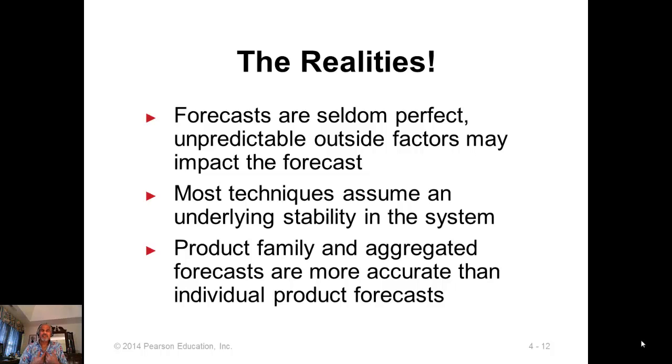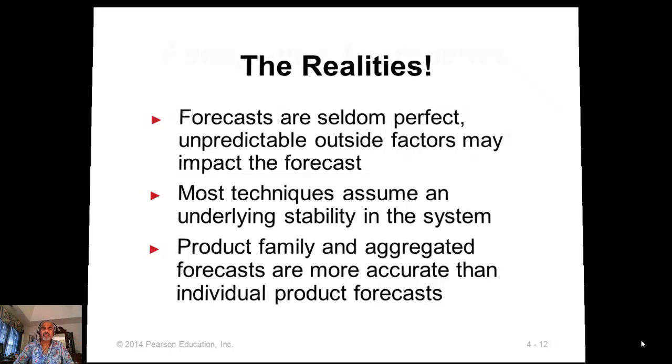And most techniques do assume that the underlying system is stable. Okay, if there are sudden ups and downs in the demand, then no technique can give you accurate forecasts. So for the demand forecasting techniques to work reasonably well, the underlying system that generates the demand must be reasonably stable. And of course, when you combine products into families, you'll be able to increase the accuracy of the forecast and decrease the forecast error.